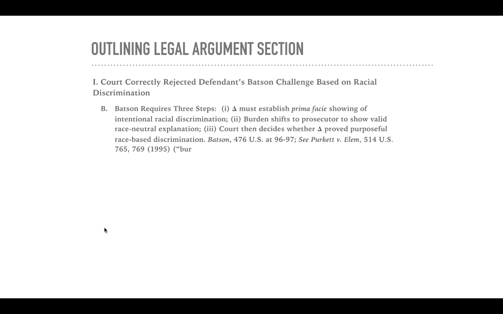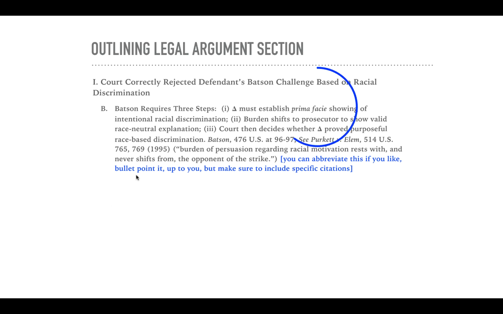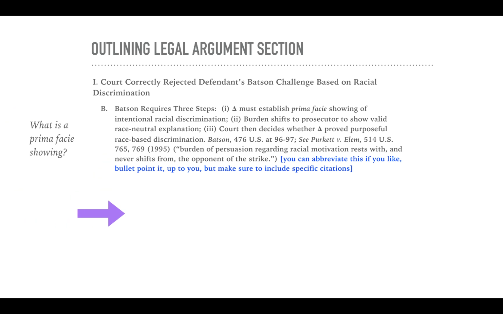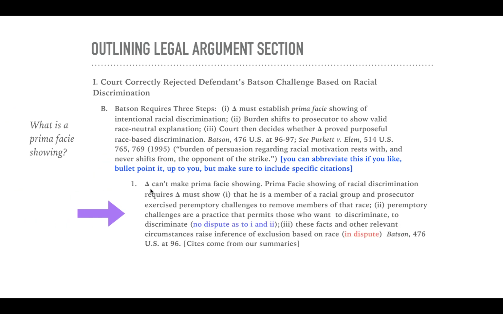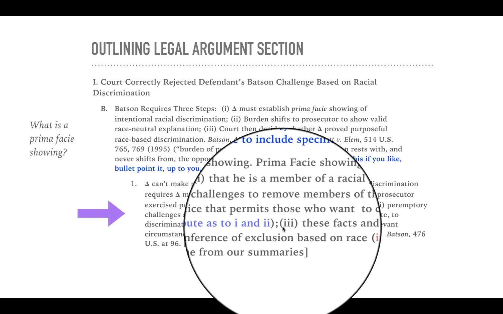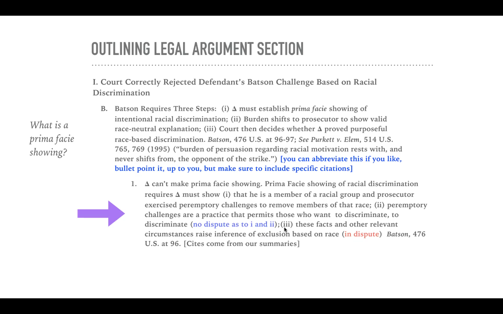Now, we were looking at that 3-step process, and the very first step is a prima facie showing of intentional racial discrimination. So what's a prima facie showing? Well, the next logical step in our outline should address that issue. And in this case, because we're the government, we're probably going to be arguing that the defendant can't make the prima facie showing. And our case chart tells us the 3 prongs of a test to determine whether or not there is a prima facie showing of intentional racial discrimination.